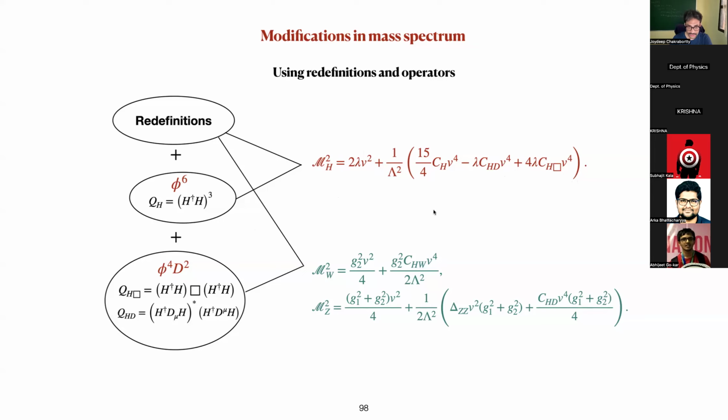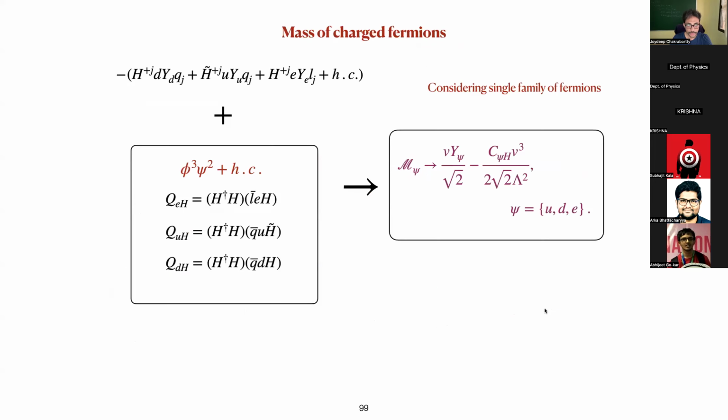effective operators. Similarly, for the W boson and the Z, there are also some additional contributions beyond their regular contribution, and these are dimension 6 contributions. So in this way, you can calculate all the mass spectrum, and you can visualize that the additional contributions are proportional to 1 over lambda squared and linear in these dimension 6 operators.